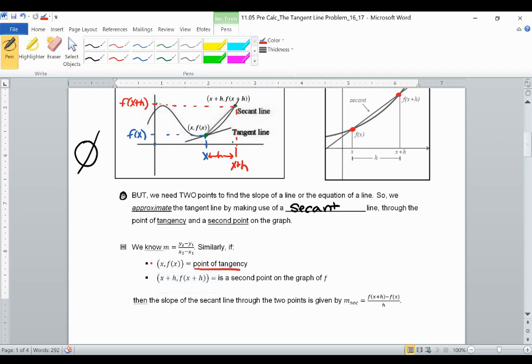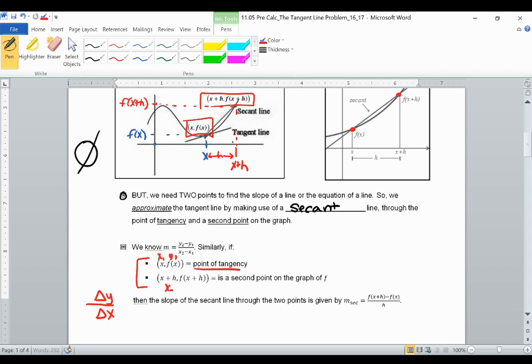These 2 points right here are coming from the 2 points that you see on these 2 pictures. If we want to find the slope of them, we're going to do change in y over change in x. So I'm going to take this as my x1, y1.